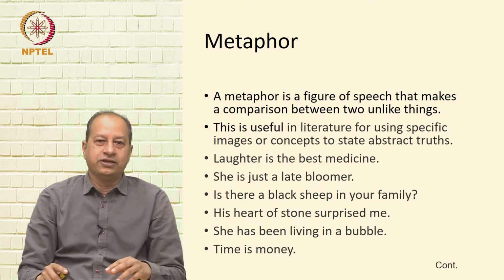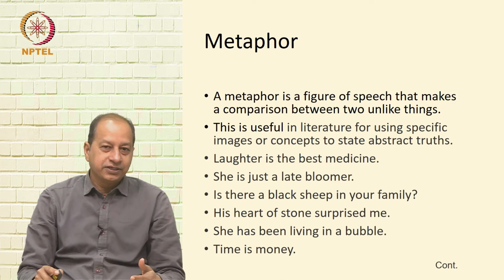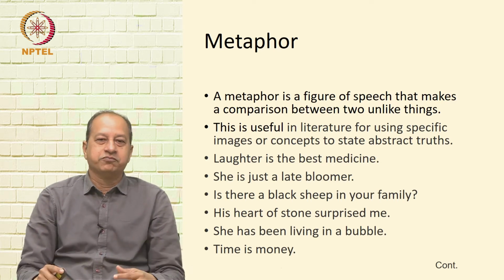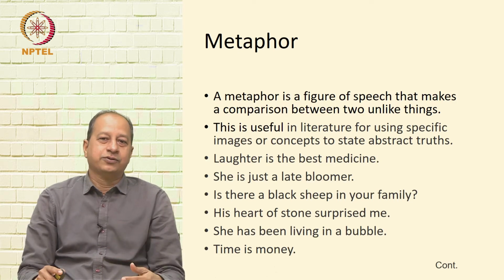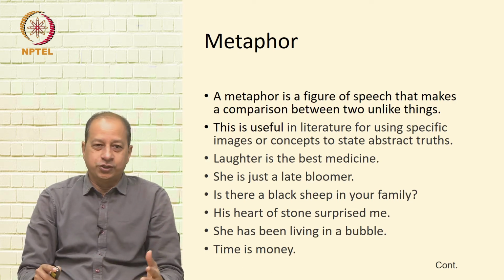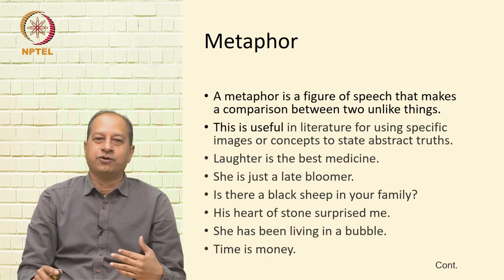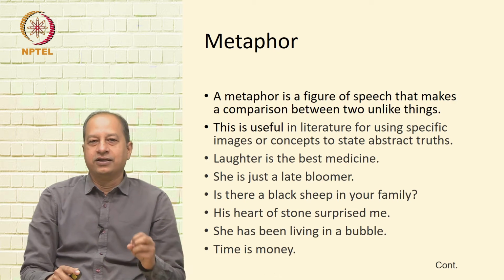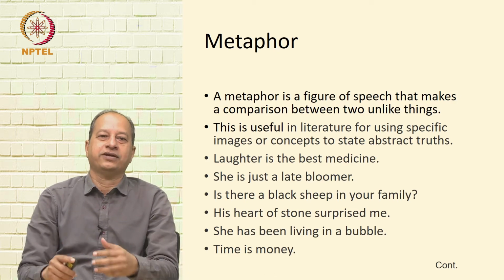She is just a late bloomer. That means the person blooms a little late. So the person may be a little slow, maybe a slow learner, maybe a slow achiever. So that's how we are offering a comparison between the action of somebody and the blooming activity.